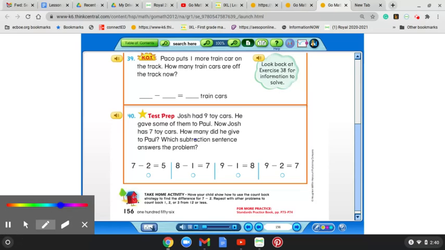Now we see number 40. Okay, number 40 says Josh had 9 toy cars. He gave some of them to Paul. Now Josh has 7 toy cars. How many did he give to Paul? I want you to look and see if you can figure out which subtraction sentence goes with the story. I'll read it one more time. Josh had 9 toy cars. He gave some of them to Paul. Now Josh has 7 toy cars. How many did he give to Paul?